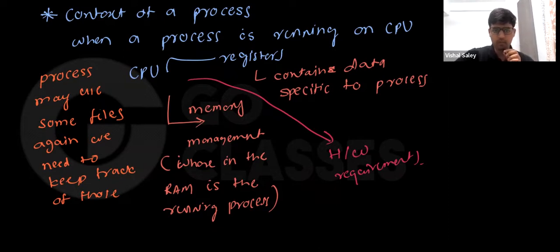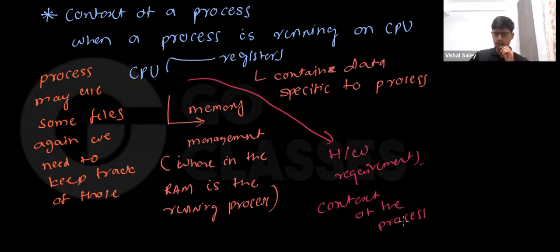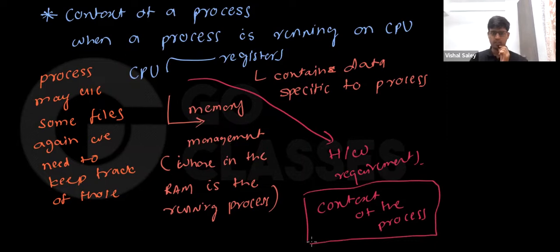So these things form the context of the process. Again, this is not an inclusive definition. There are additional components also, but this is just to give you an idea. Whenever we say context of the process, we talk about what exactly is in the memory of that process, what exactly is in the registers of the CPU that is executing that process, what exactly are the files that are getting used by that process, or any other resources that the process might be using. That is what we briefly call the context of a process. Is this understood?